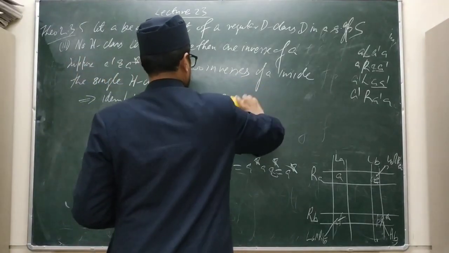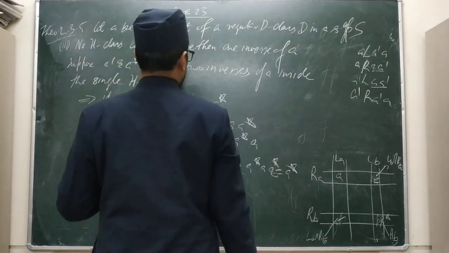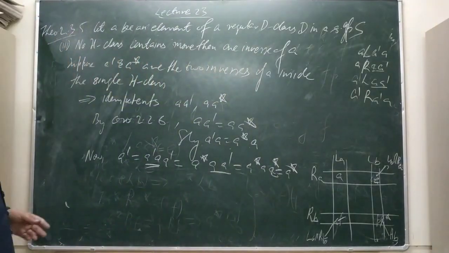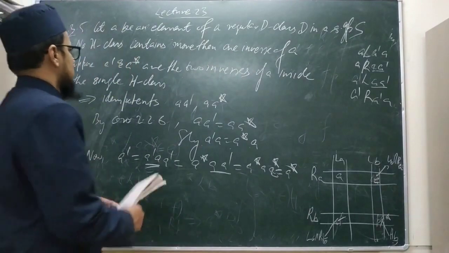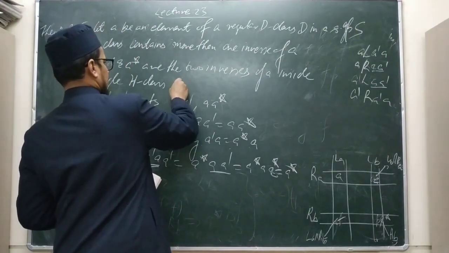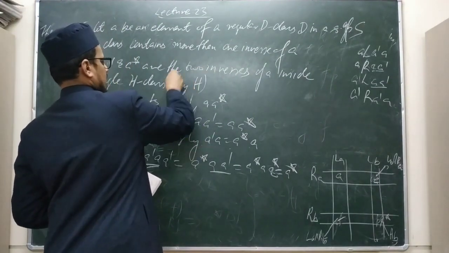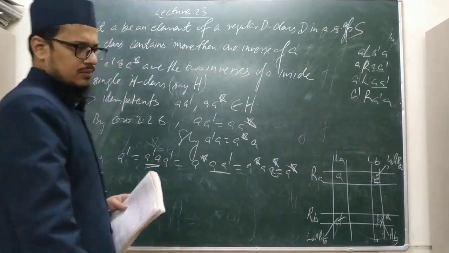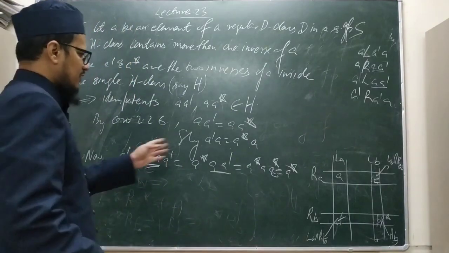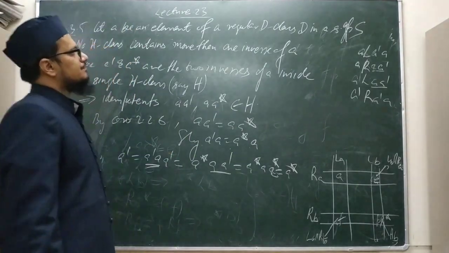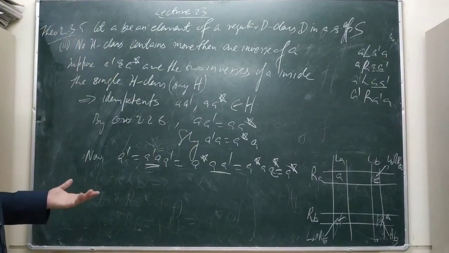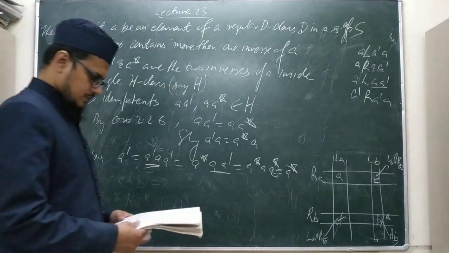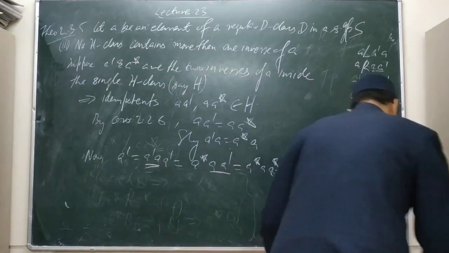So my two inverses belong to the same single H class. We need not mention anything more. So in this way we have proved that no H class contains more than one inverse of A. Correct? Now we move to the next theorem.